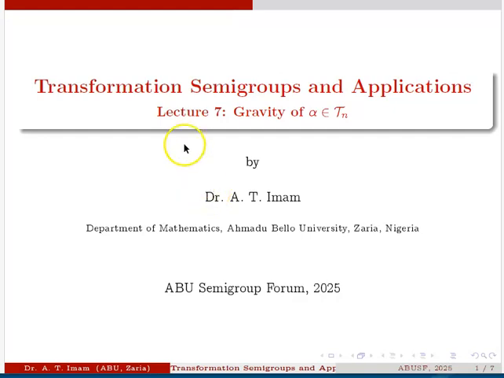Hello and welcome to lecture 7 in transformation semigroups and applications. I'm Imam, a senior lecturer at the Department of Mathematics, Ahmadu Bello University, Zaria. In this lecture, we are going to talk about the gravity of alpha in finite full transformation semigroups.